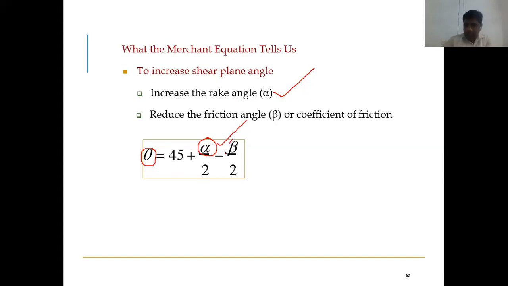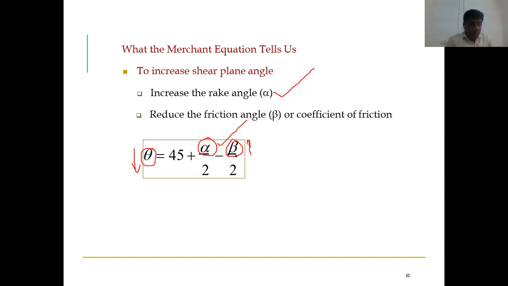Similarly here, beta also comes in. This is your friction angle, beta by 2. Because here you see a minus sign, as the beta value increases, what happens? Your theta value will decrease, right? So always make sure that if this value has to be higher, you keep beta as low as possible. That means friction has to be less. If friction is less, definitely your power requirement is less. If friction is less, your shear angle will be more.